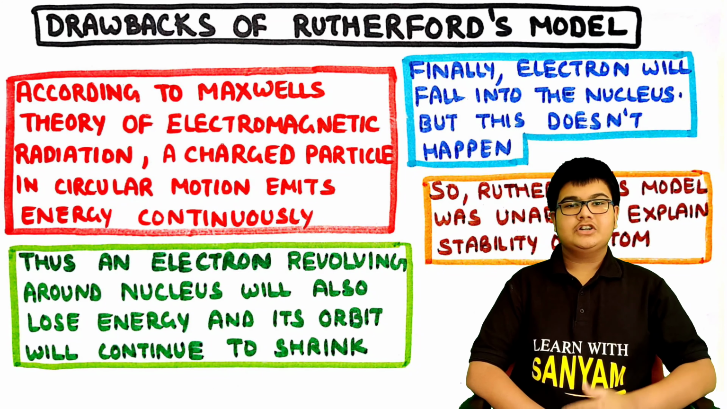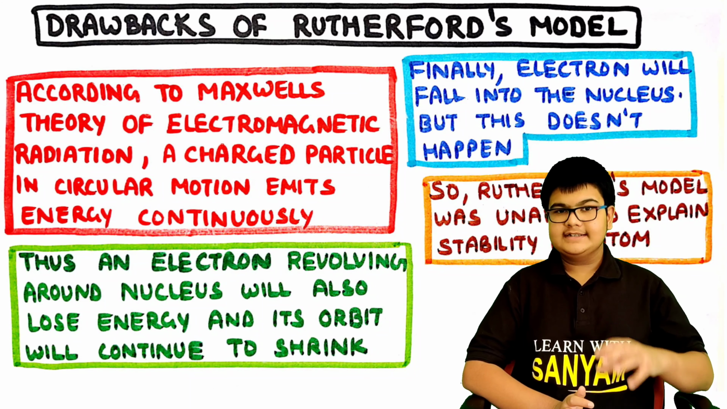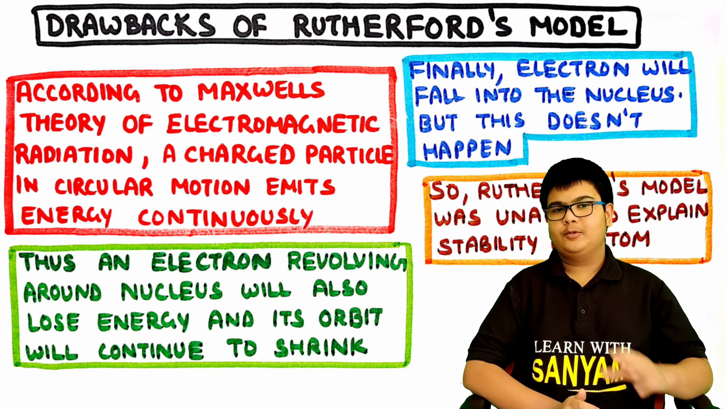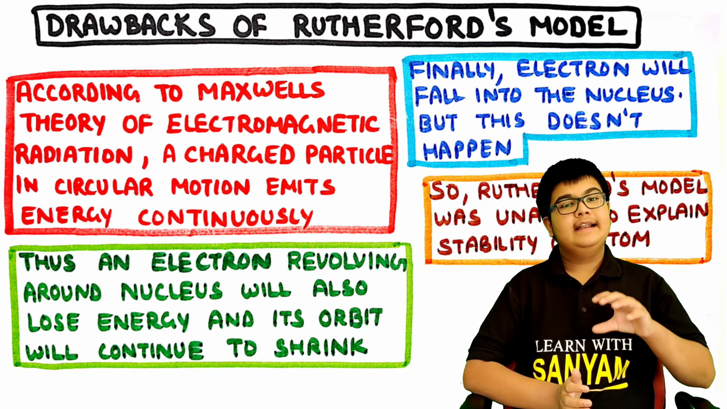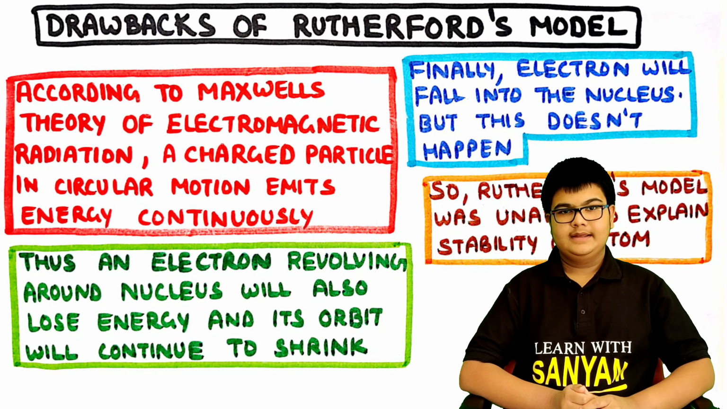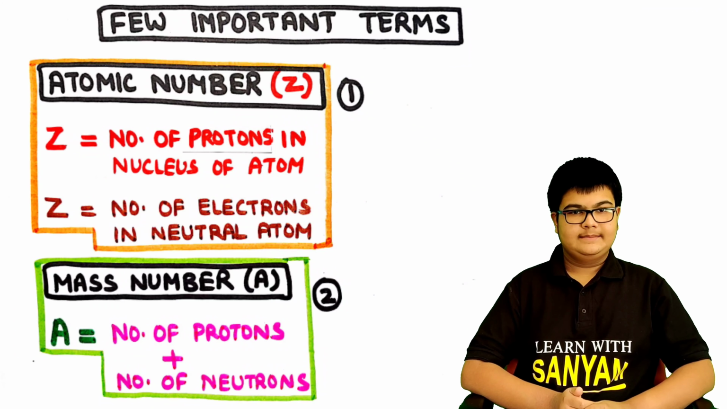In the next lecture, we shall discuss more about atomic models and we shall discuss what was the solution to Rutherford's model. So how was his model improved and what all things led to the final model of the atom. But before that, we have to learn a few important terms.